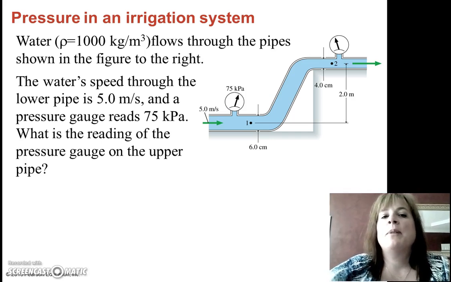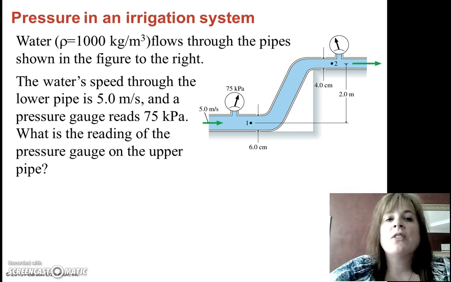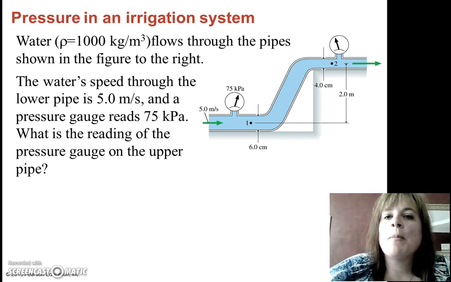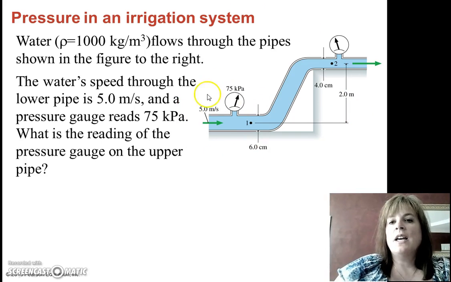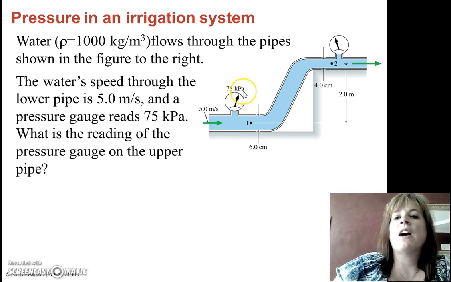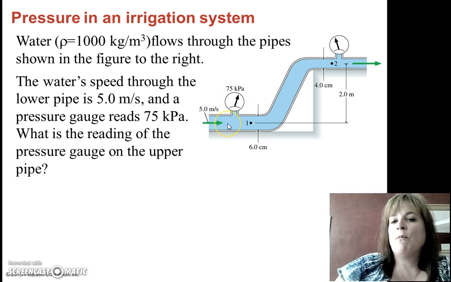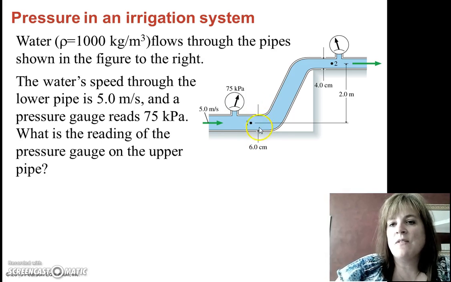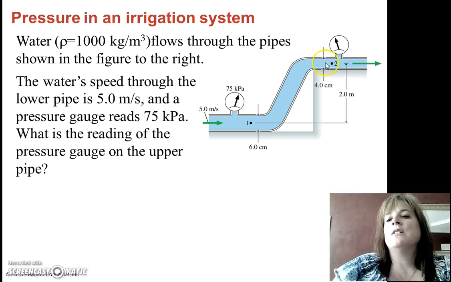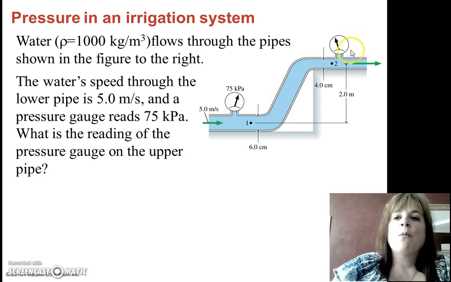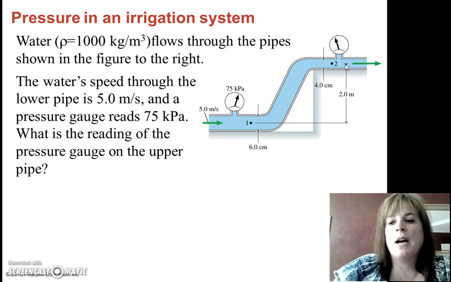I have a pipe here which has water moving through it, so the density of water is 1,000 kilograms per meter cubed. And it's flowing through a pipe at point 1. I have a gauge pressure of 75 kilopascals, and the water is moving at a speed of 5 meters per second. The diameter of the pipe at this point is 6 centimeters, and then the pipe narrows and raises up 2 meters. The new diameter is 4 centimeters, and what I want to know is what is the gauge pressure in the upper part of the pipe?